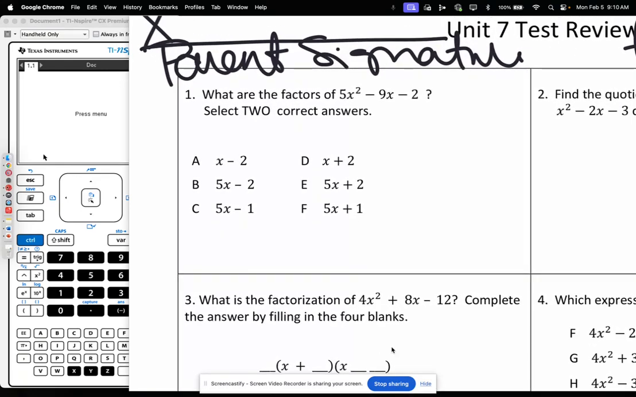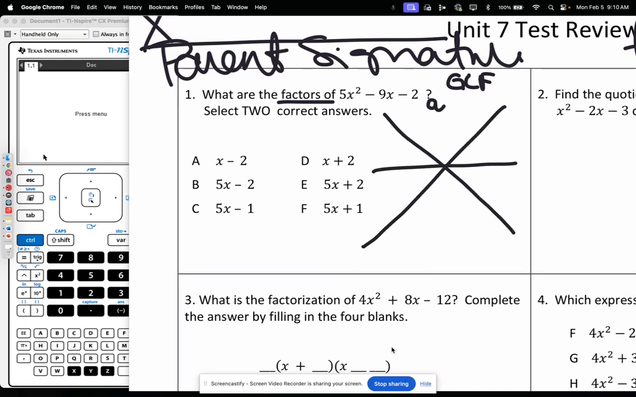If we're looking for factors, that means we are multiplying. So always look for a GCF first, which there is not one. And then you want to do your snowflake, right? So on the snowflake, A times C, B, A, and A: -10, -9, 5, and 5. So what are the factors of -10 that equal -9?